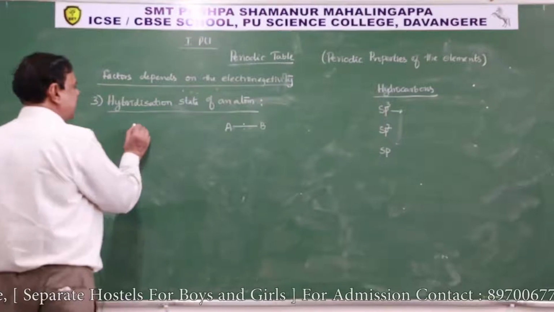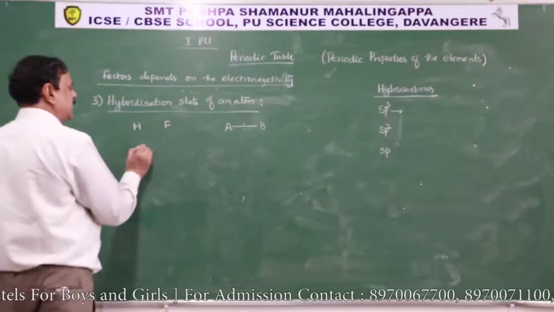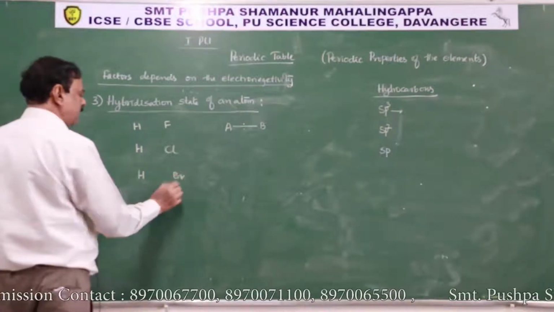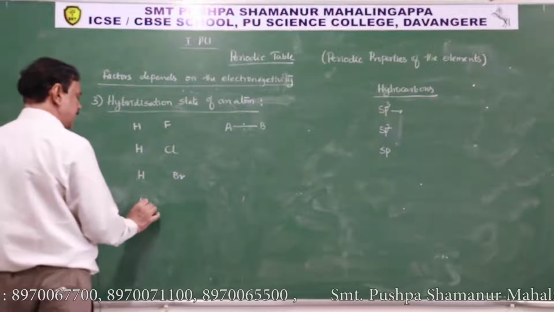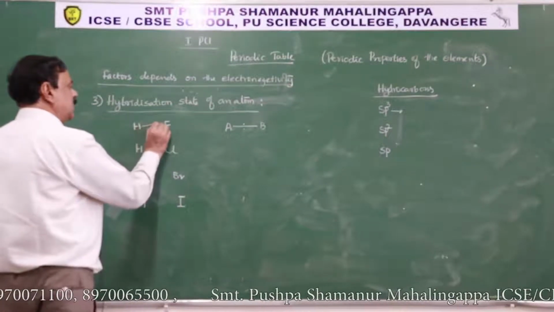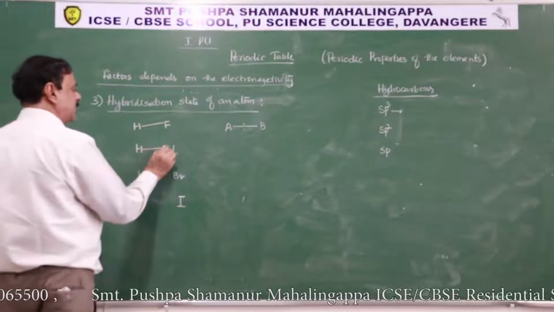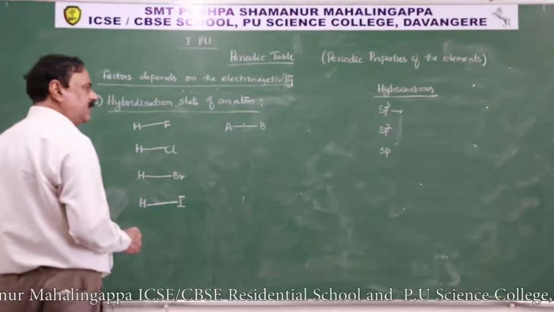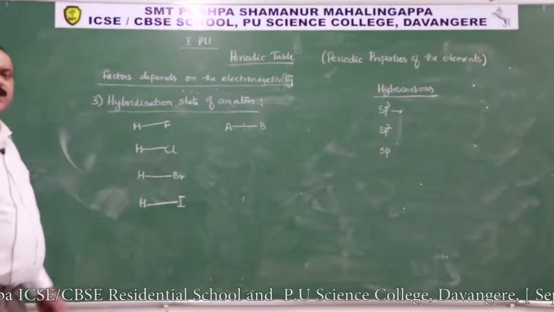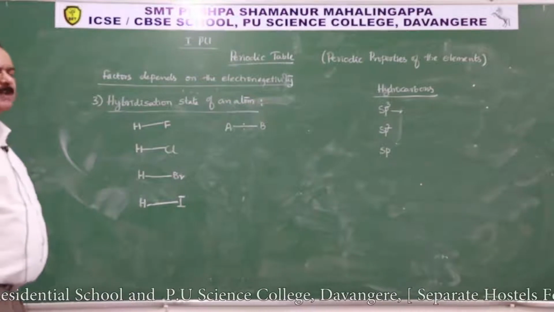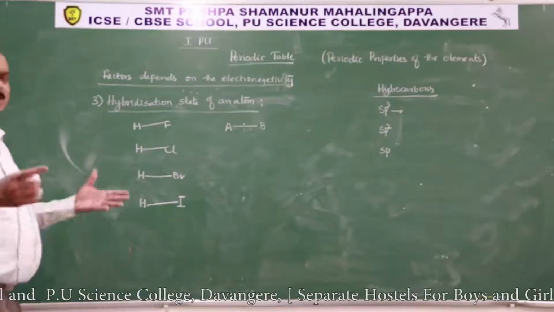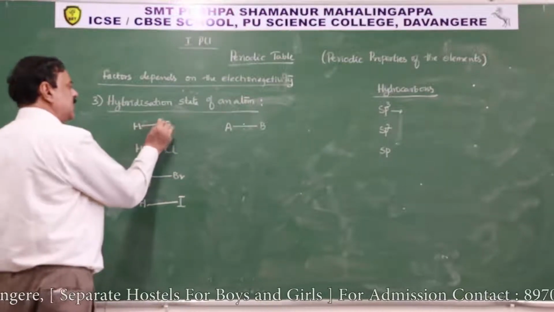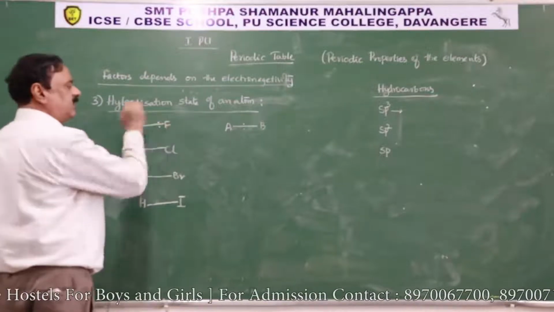For example, in the case of HF formation, HCl formation, HBr formation or HI formation, whatever it may be, here also covalent chemical bond. Whenever the electronegativity difference is very large, then we can have ionic bond formation. Whenever the electronegativity difference is small or very near to each other, then we can expect covalent chemical bond formation. Therefore, here these two electrons are migrated more toward the fluorine atom.